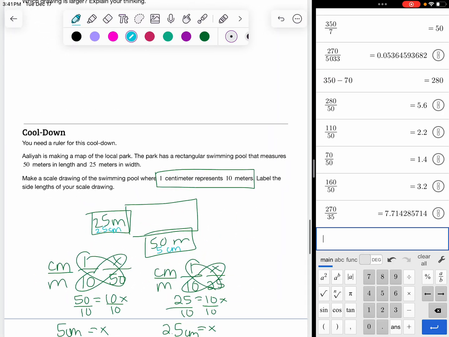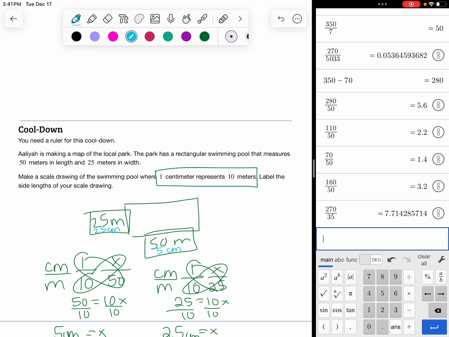Now, if we were to actually draw this in real life, we would need a ruler and we would measure it. But just to save time, we're not going to do that. So that would be your answer for our cool down.